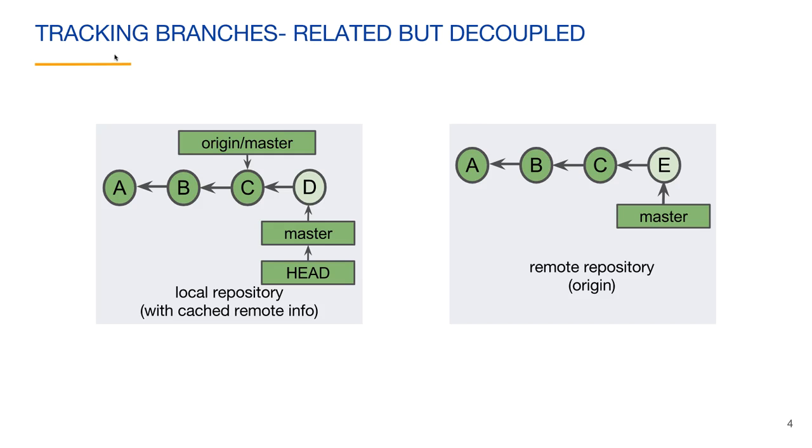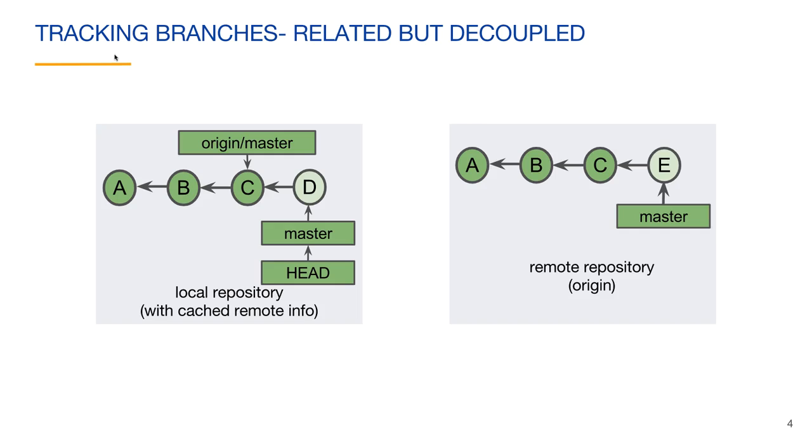In this example, our tracking branch points to commit C. This means that at the time of the most recent network command, commit C was the latest commit on the remote master branch. Locally, we then created commit D. This moves the head reference and master branch label to commit D. The tracking branch label stays behind because it only moves with network commands. Committing is a local command.